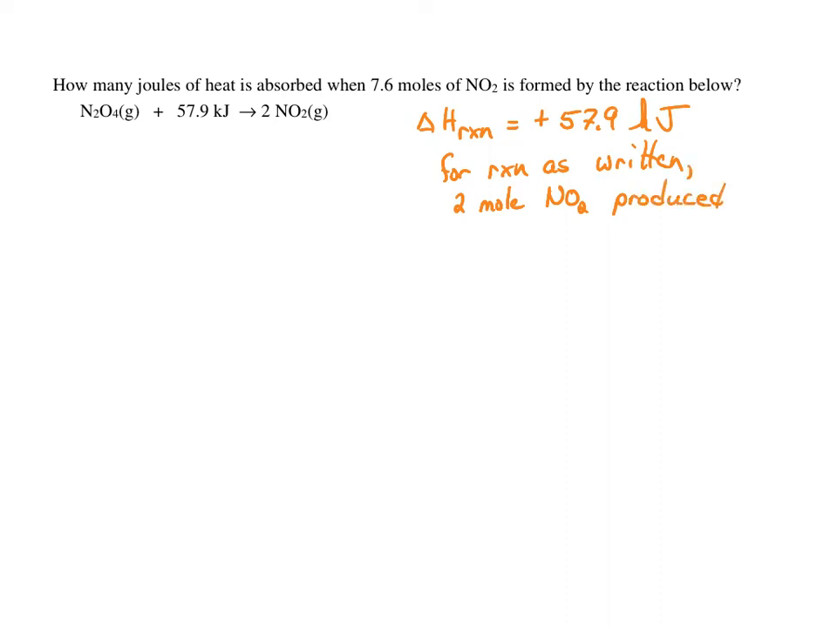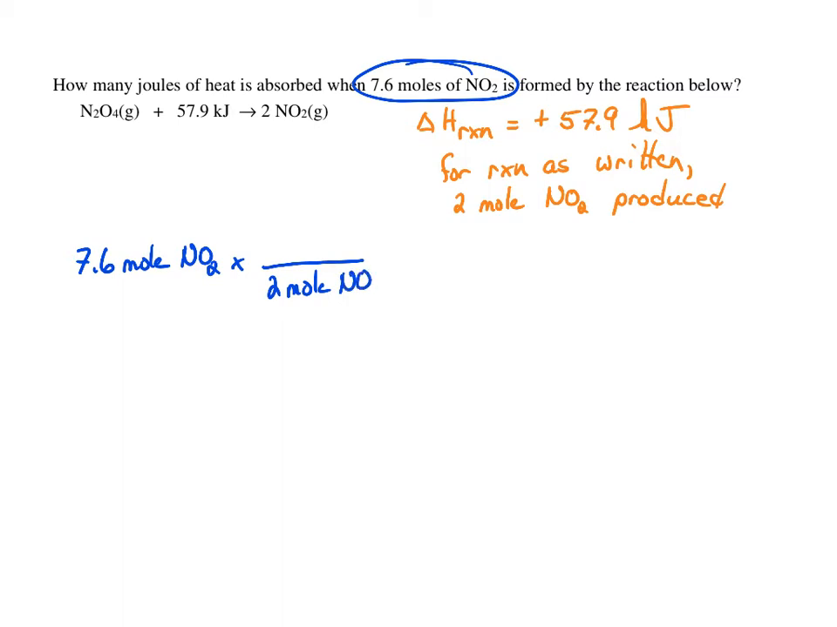If we have a different amount of NO2 produced, we can use this thermochemical equation as a type of conversion factor. So we can start with 7.6 moles of NO2 that's being produced, and our thermochemical equation tells us if we had 2 moles of NO2 that it would involve a positive 57.9 kilojoules.